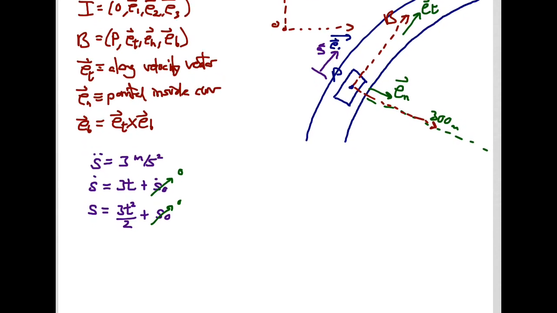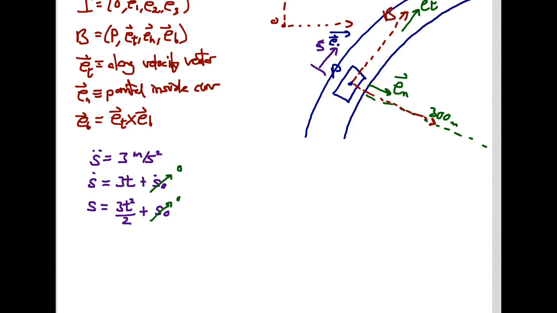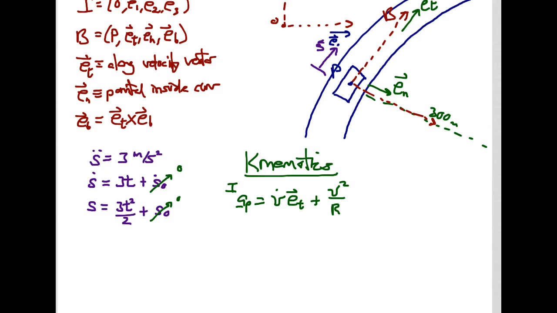Alright, so let's take care of our kinematics now. So for the kinematics, we're looking for an acceleration because we're going to apply Newton's second law to this. And so our acceleration of point P in the inertial reference frame is equal to v dot in the tangential direction plus our speed squared divided by our radius of curvature in the normal direction.